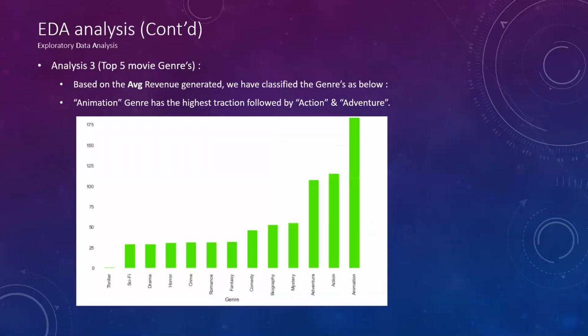Coming to the third analysis, we wanted to see which genres of movies have been high in terms of revenue collections. If you look at this bar chart, we could see that animation is the genre with the highest revenue, compared to action, adventure, mystery, and biography. It's quite interesting to see that animation movies have more traction nowadays, maybe because of kids.